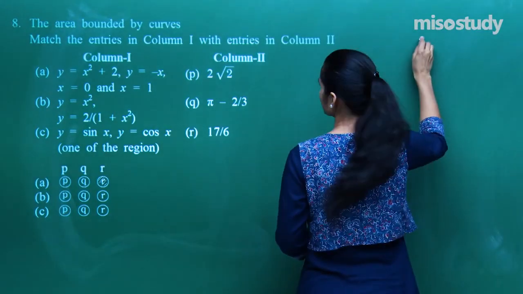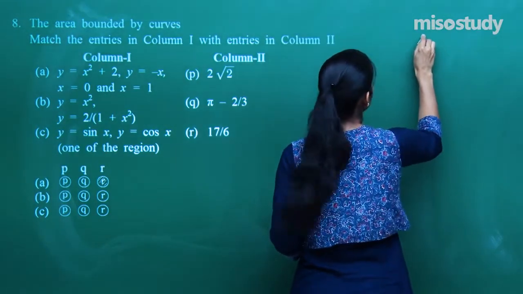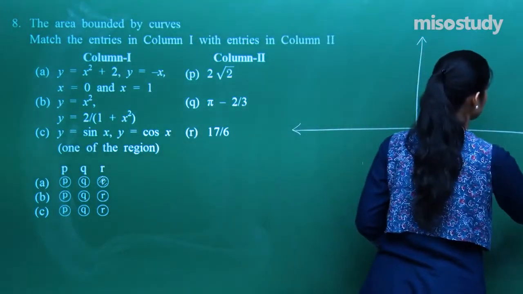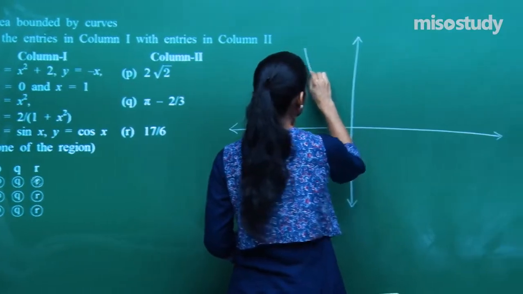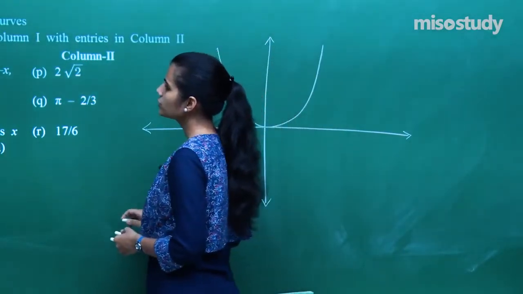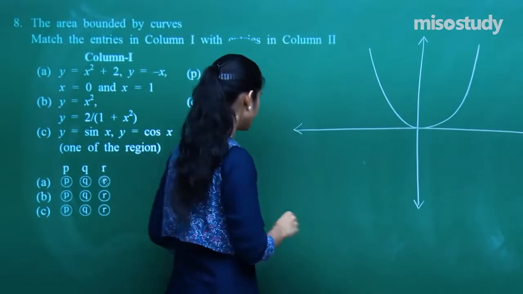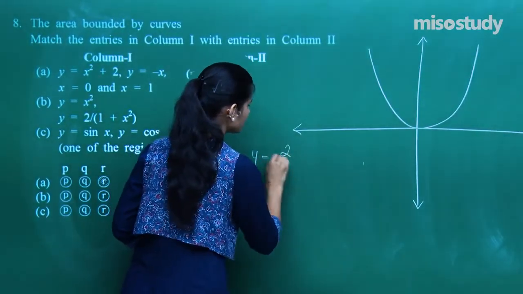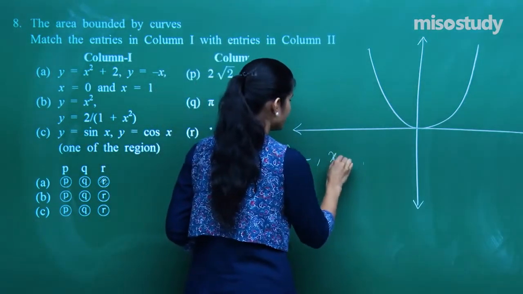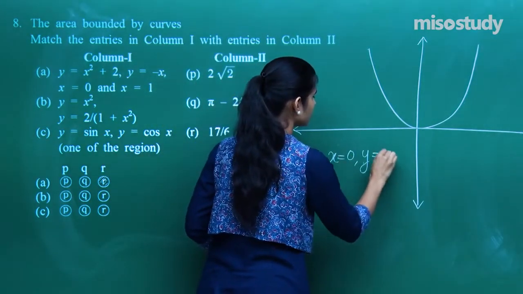Y equals x square. Let's look at this now. It is y equals x square. And then it is y equals 2 upon 1 plus x square. Now see, when you talk about y equals 2 upon 1 plus x square, you know that when x is 0, y is 2.